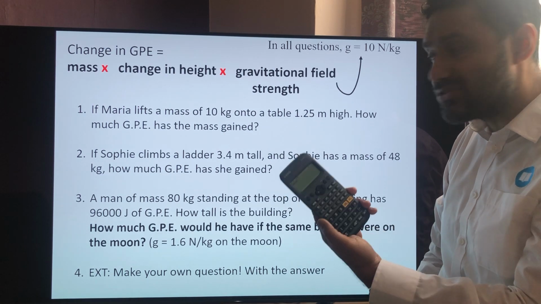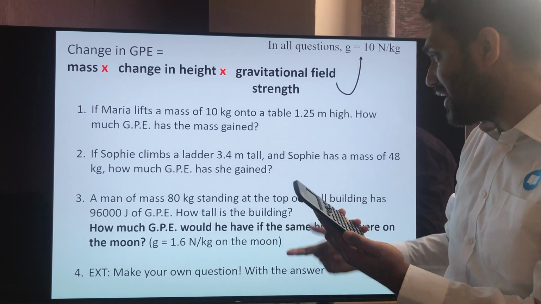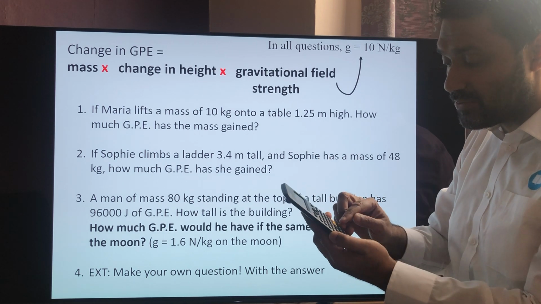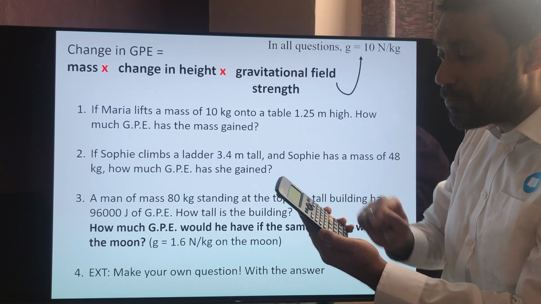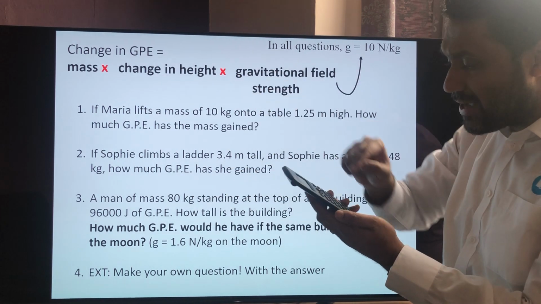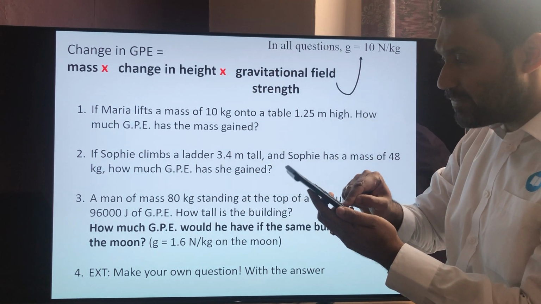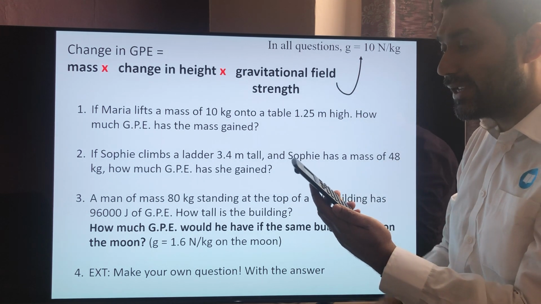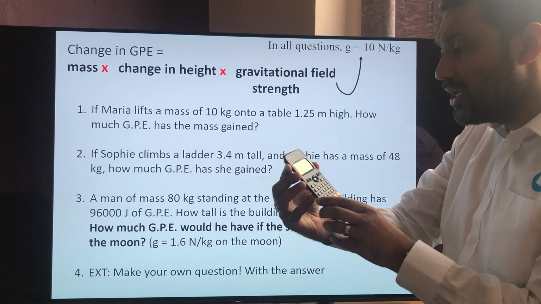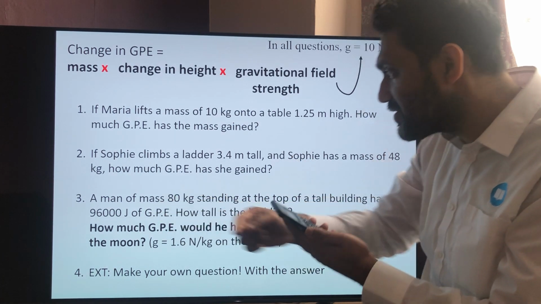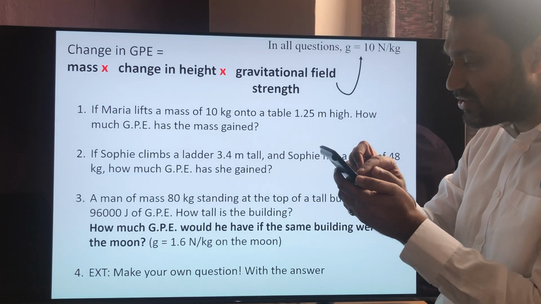I've got my 9,600 joules and I'm going to divide it by 800. But how would I do it straight off into a calculator rather than divide by 800? I'll press divide by, then open bracket, and I'm going to do my 80, my mass, times my 10, and then close the bracket. So in my calculator I've typed in 9,600, oh wait a second, I made a mistake there, it's 96,000, not 9,600.